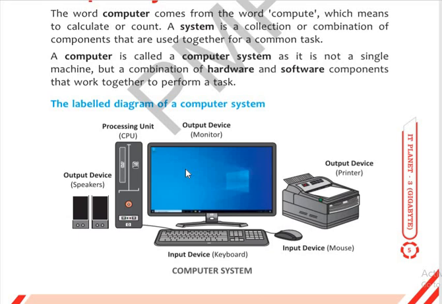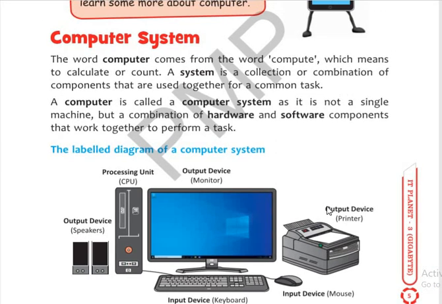Now learners, you are very much familiar with these components. The system has a monitor, the processing unit, that is our CPU, a speaker, a keyboard that we use to type nowadays, and then a mouse, and lastly an output device, that is a printer. So first of all we will discuss what is a computer system.